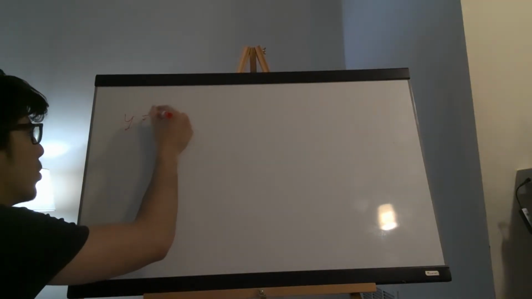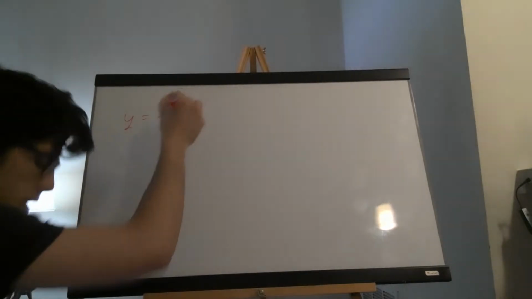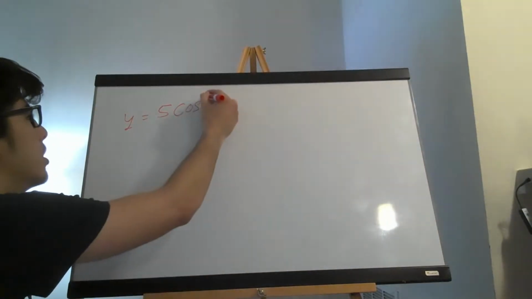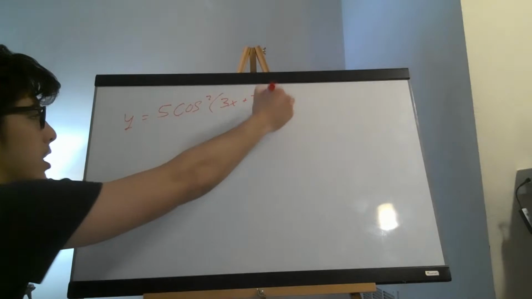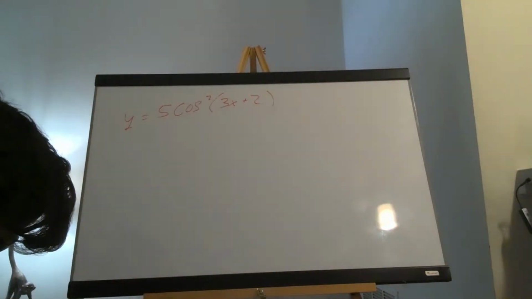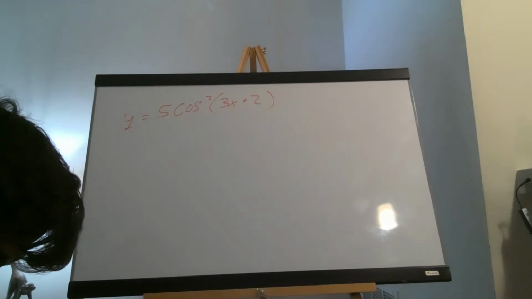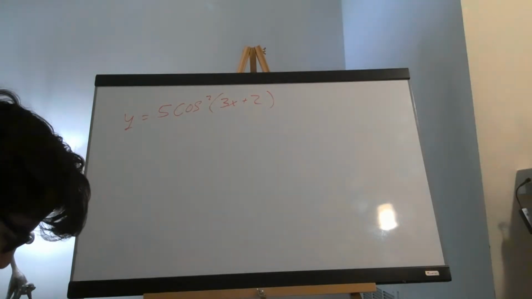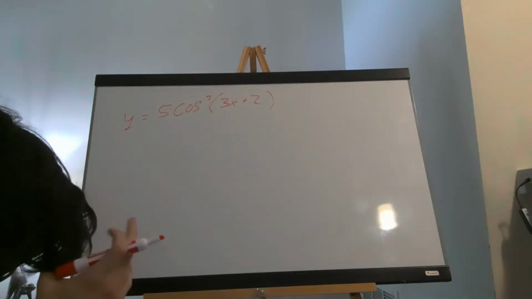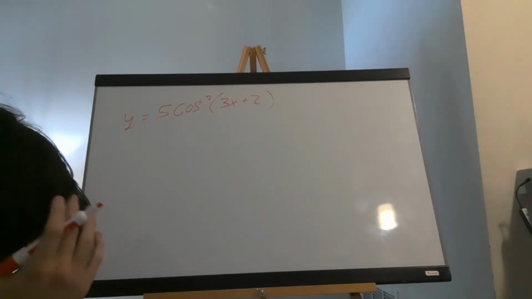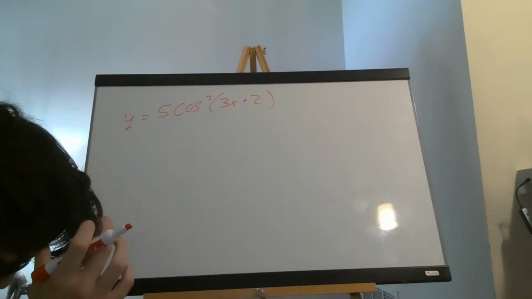You know what? They tend to have pretty good examples. Yep, I figured they would. Here we go. Y equals 5 times cosine squared of 3x plus 2. Yeah, see, this is why calculus has a hard time with itself, because they are switching back and forth between letters and stuff.